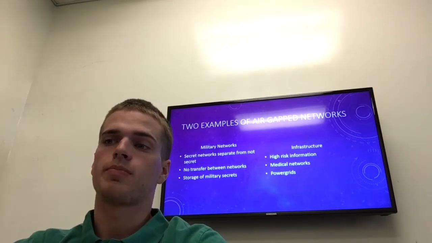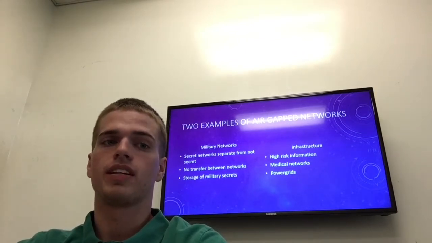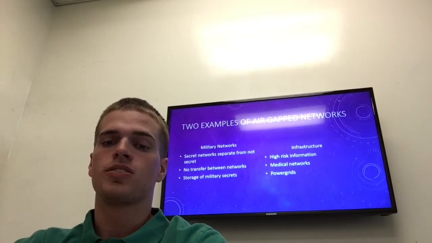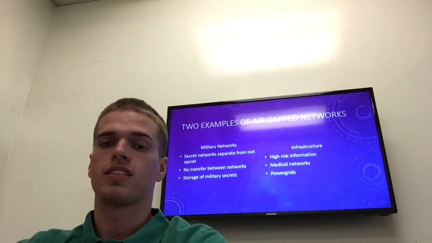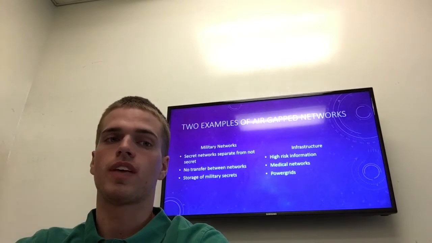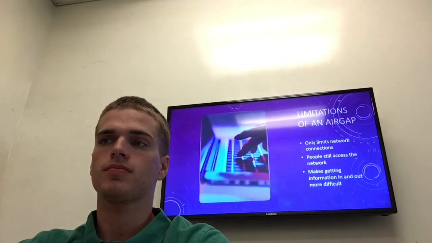Medical networks are especially open to this kind of attack because of how sensitive a lot of the equipment is. Just small bits changed in code or something could cause huge effects on medical equipment.